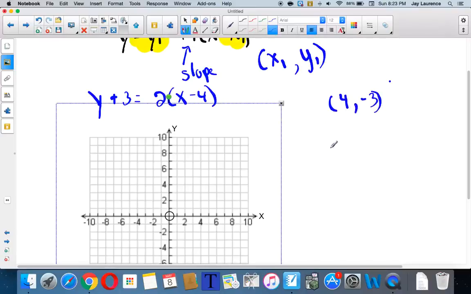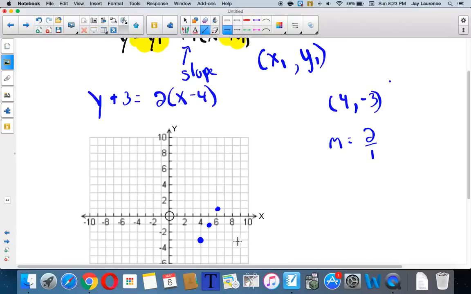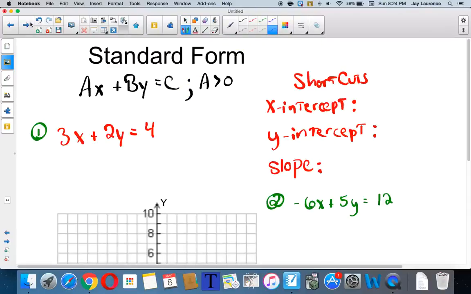And then I'm going to identify the slope, which is going to be 2, or better yet, 2 over 1. So the point is (4, -3), right there. And the slope is rise 2, run 1. Rise 2, run 1. Right? Okay. So let me get a line going through here. And there we go. Make your lines take up a good portion of the graph. Don't just sit and draw line segments. Make sure they have arrowheads on them. There it is. Okay?